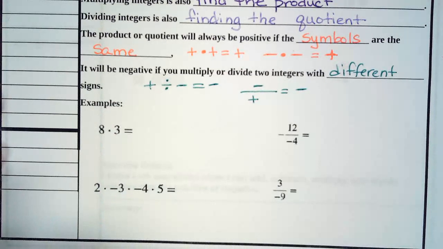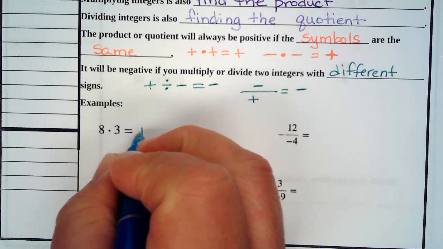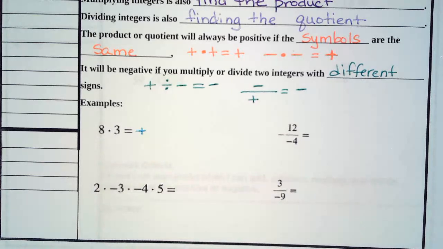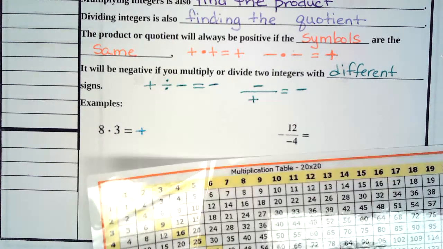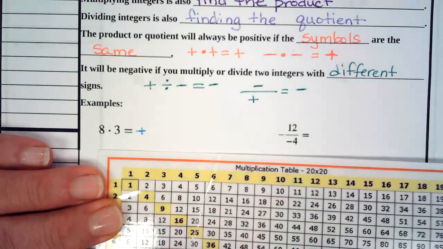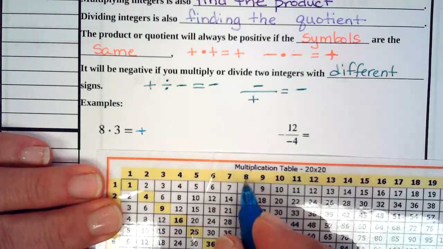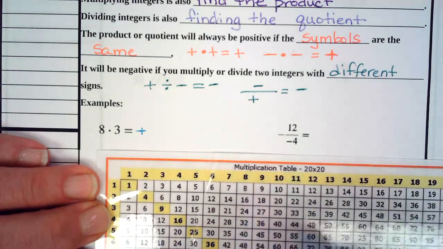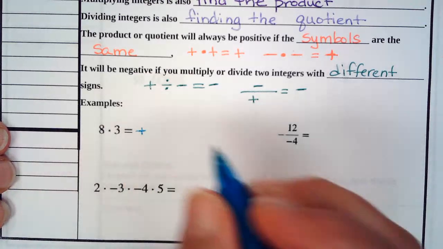So, 8 times 3. Positive times positive is a positive, so we know this is going to be a positive number. What is 8 times 3? If you struggle, get your little card out here. 8 times 3 is 24.